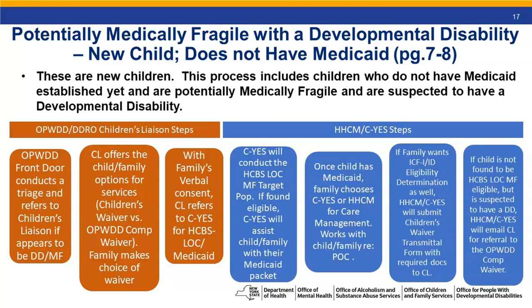And again, this is through the secure email box, which again is listed at the end of the PowerPoint. If the child is not found to be HCBS level of care medically fragile eligible, but is suspected to have a developmental disability, then the health home care manager or CES will email the children's liaison through the secure email box for referral to the OPWDD comprehensive waiver.